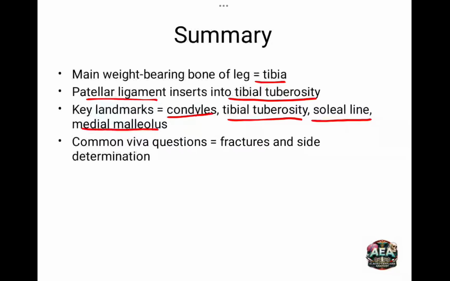Now, an important viva question you need to know when you're going for viva and when you're reading your osteology: you need to know about fractures and side determination of the tibia. When you're given a tibia, you should be able to determine whether it is the right or left tibia, and fractures of the tibia.